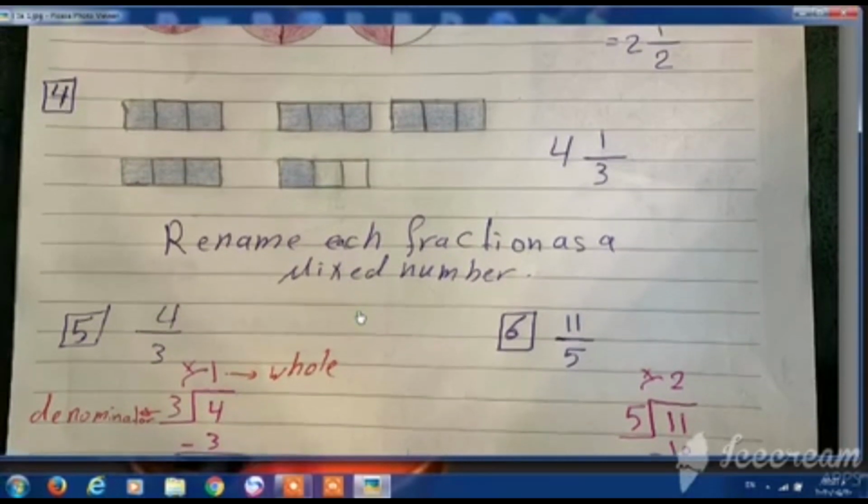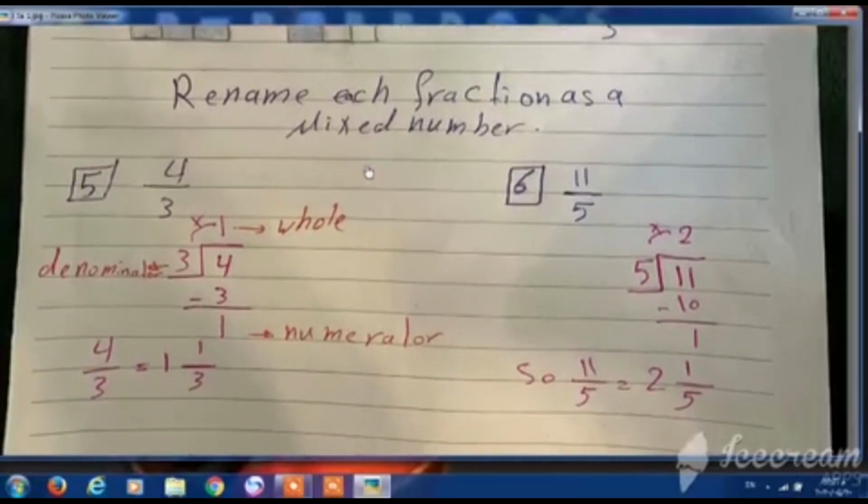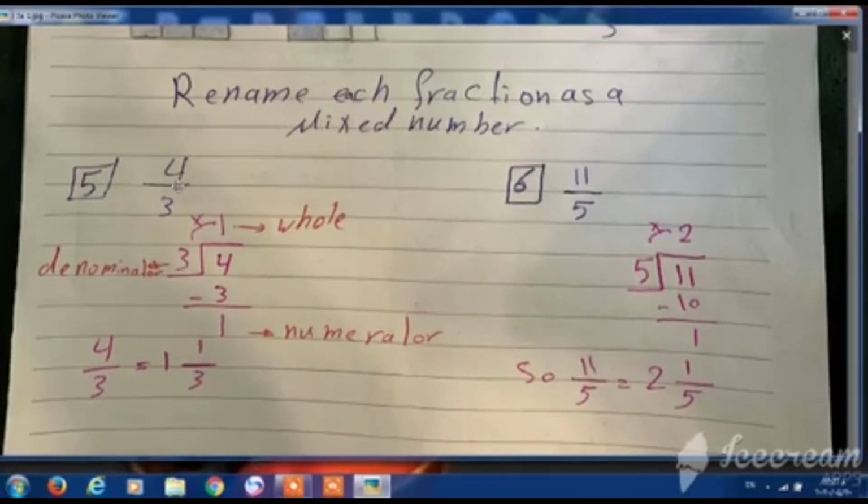Mixed number. Usually you see that in a fraction the number on top is smaller than the number under it. The number at the top is smaller than the number under, and in this fraction you see that 4 is greater than 3, so we change it to a mixed number.